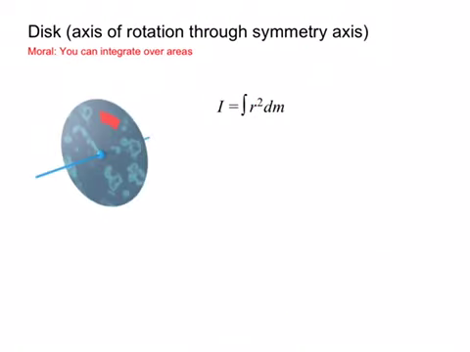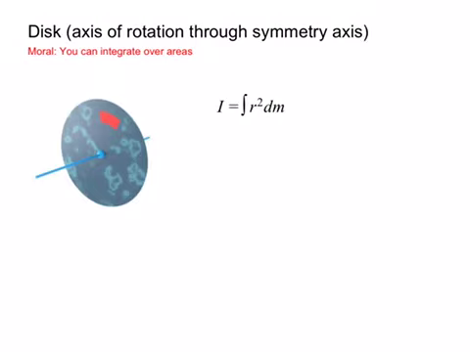For our next moment of inertia derivation, we're going to be talking about the moment of inertia of a disk that's rotating about an axis through its symmetry axis. So essentially, if you were to think about an actual coin rather than a hula hoop rolling on its edge, that would account for a disk.